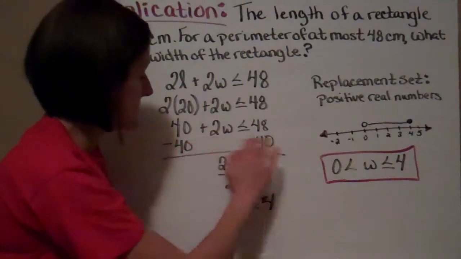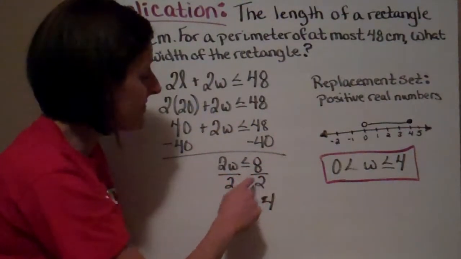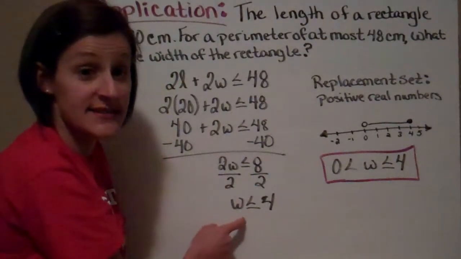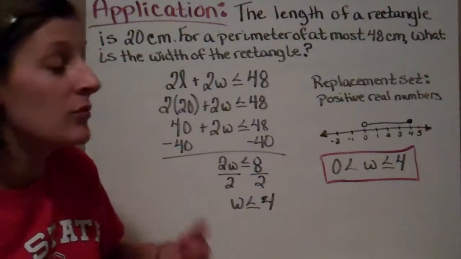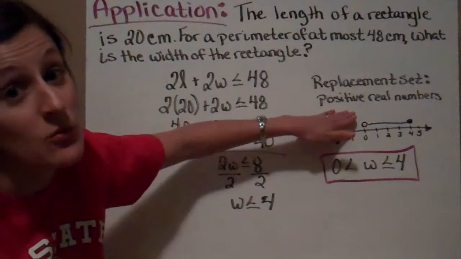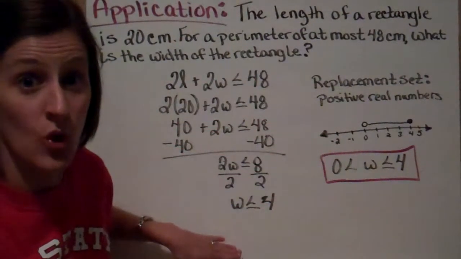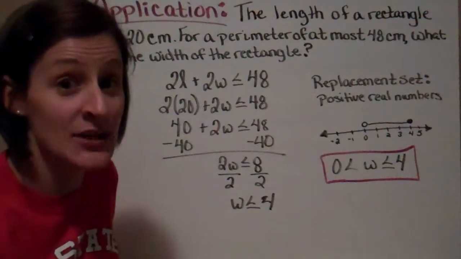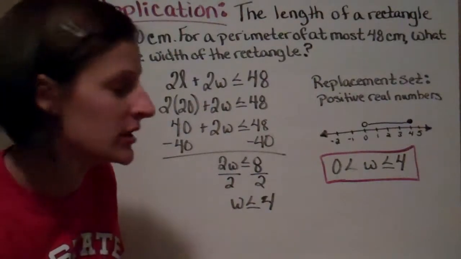Subtract 40 from both sides. I get 2w is less than or equal to 8. Now divide each side by 2 and I get w is less than or equal to 4. Now, at the beginning of the problem, we said that the replacement set was positive real numbers, because I can't have a width of negative 2 or negative 4 or even 0. Because if I had a width of 0, I'm not going to have a rectangle, I'll have a straight line.